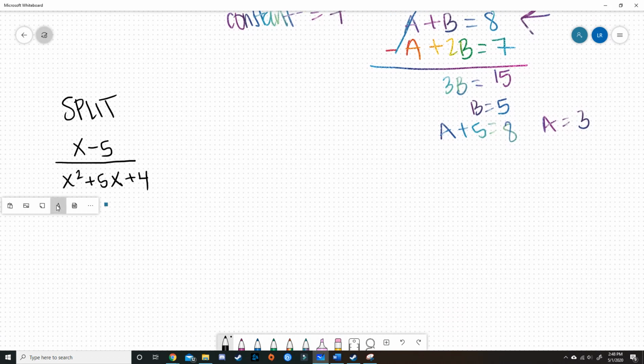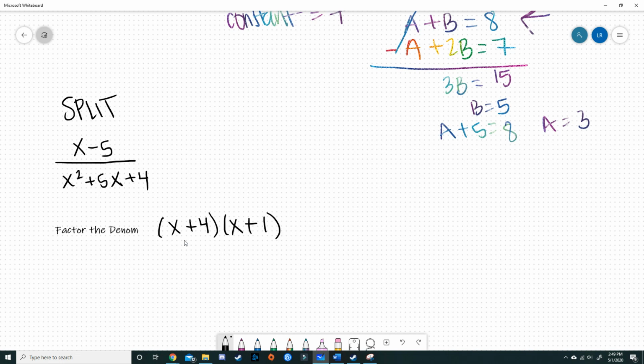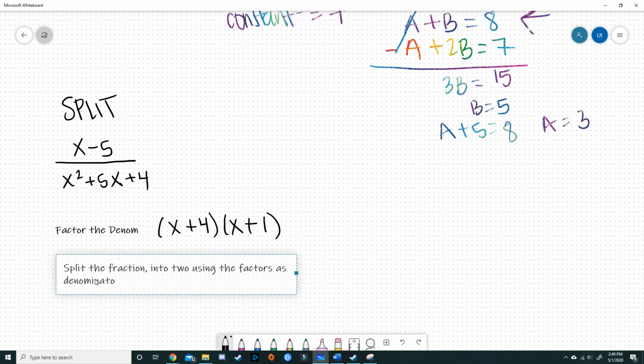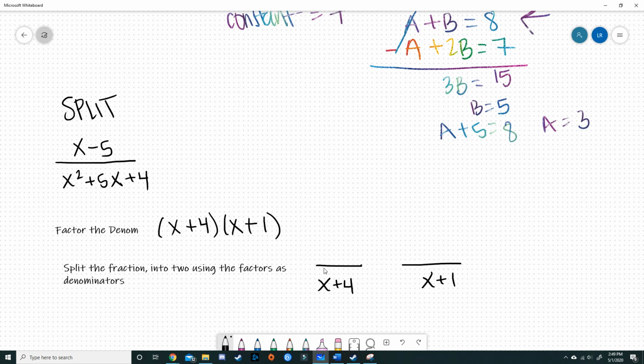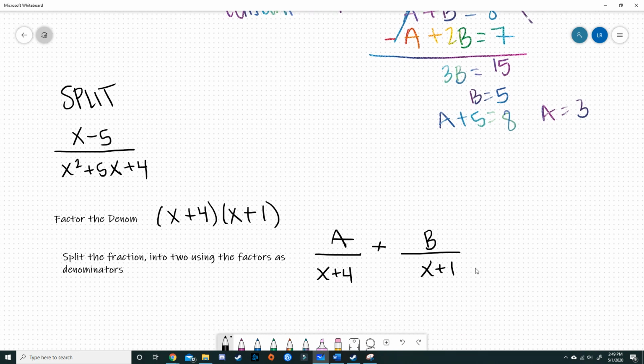Okay, step 1, factor the denominator. When we factor our denominator, we are going to get x plus 4 and x plus 1. Step 2, split the fraction into 2 using the factors as denominators. So we're going to split this into 2. One of our denominators is x plus 4. One of our denominators is x plus 1. Let's put an a and a b.